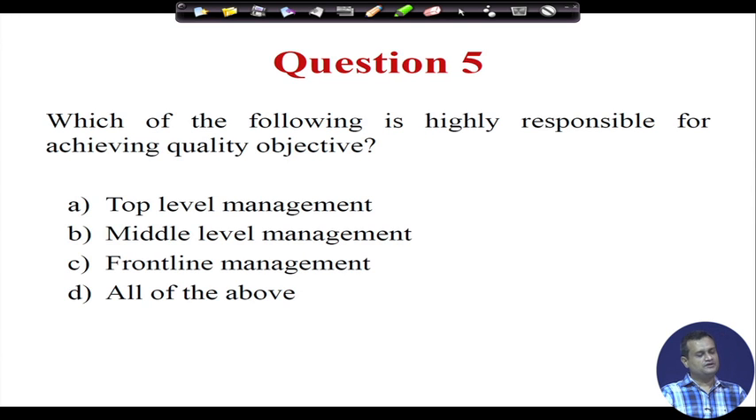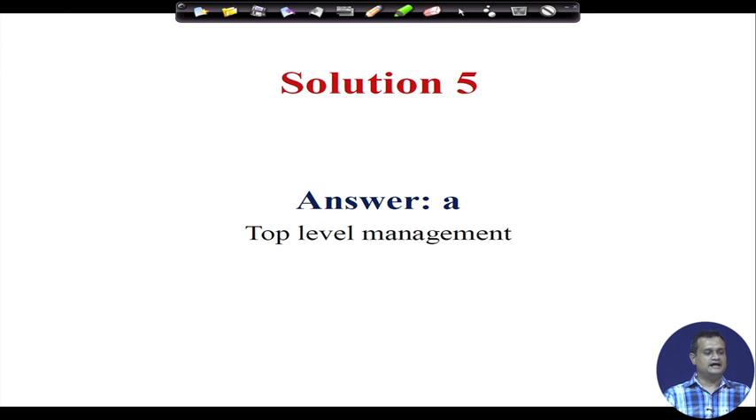Question 5. Which of the following is highly responsible for achieving quality objective? Top level management, middle level management, front line management, all of the above. The answer is A, that is top level management, and always remember that the bottleneck is always at the top.